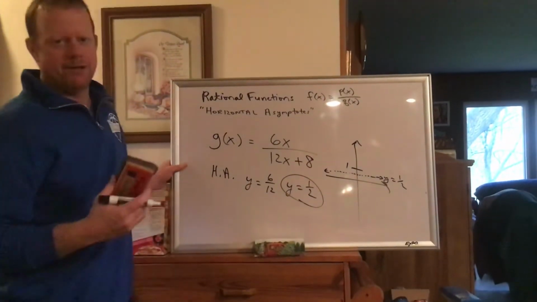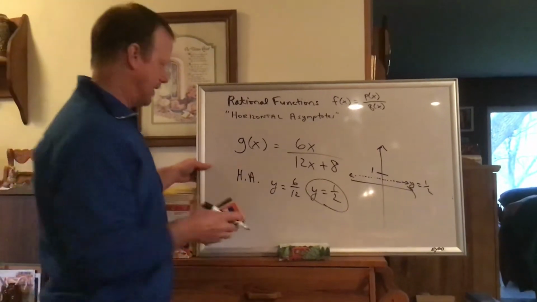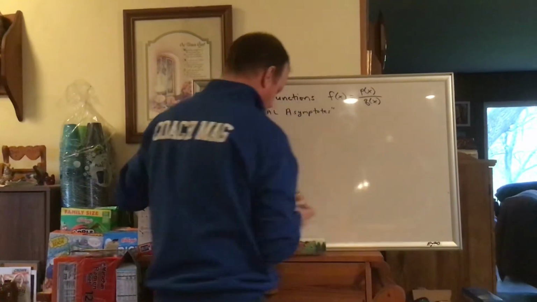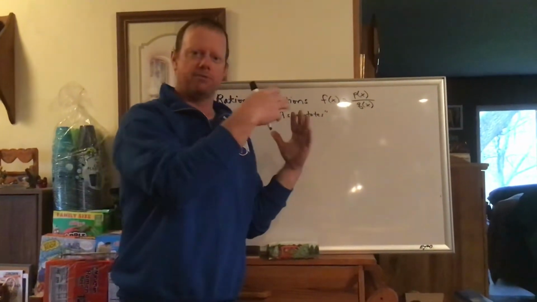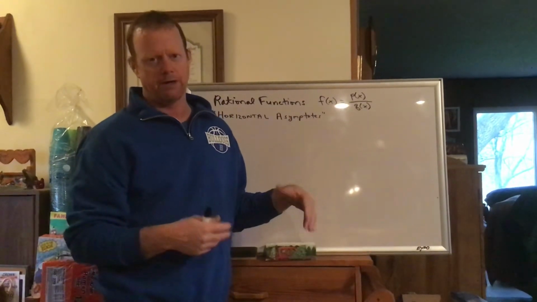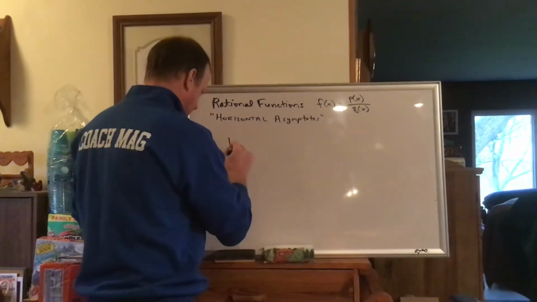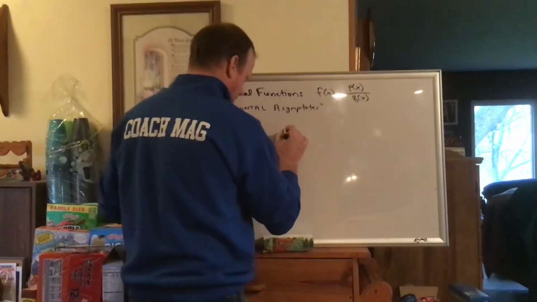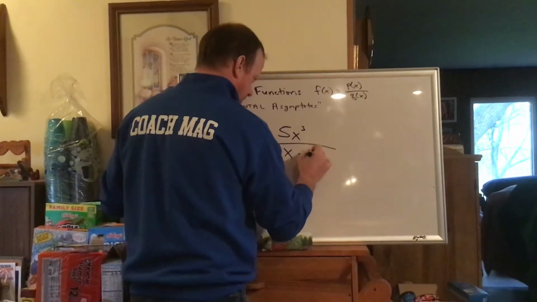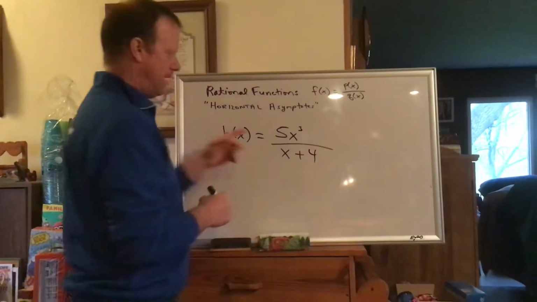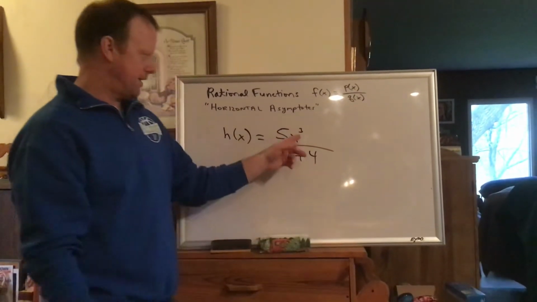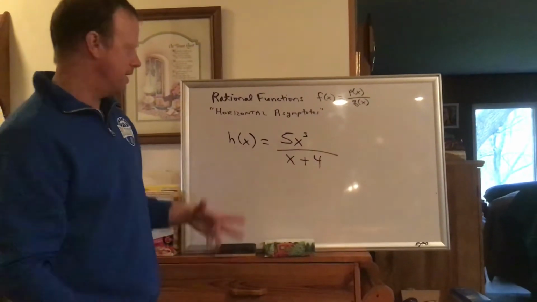And then the only other scenario that you have to watch out for that I haven't discussed yet is, hey Mag, what happens if the highest exponent on top in the numerator is bigger than the highest exponent down in the denominator? What happens then? Good question, glad you asked. So, if you have 5x cubed over, say, x plus 4, where the highest exponent on top is bigger than the highest exponent on the bottom, the highest exponent up there is 3, the highest exponent down there is a 1.